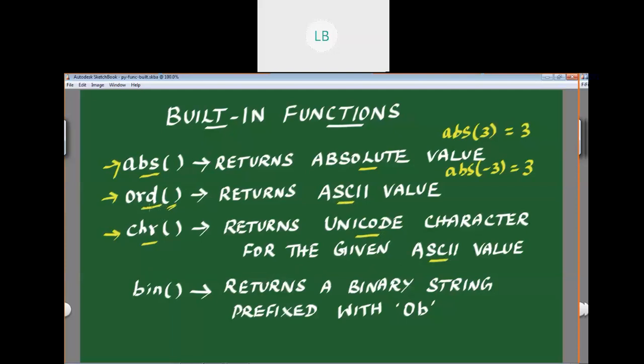The ord function takes the Unicode character and returns its ASCII value as the output, whereas the character function takes the ASCII value and returns the Unicode character as the output. The next function, bin function, binary. This function returns a binary string prefixed with 0b. Let us see examples, children.